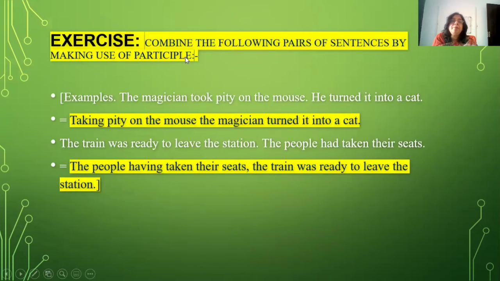Another exercise: combine the following pairs of sentences by making use of a participle. Examples, how we will do. The magician took pity on the mouse. He turned into a cat. So these two sentences are combined and written in this form: Taking pity on the mouse, the magician turned into a cat.